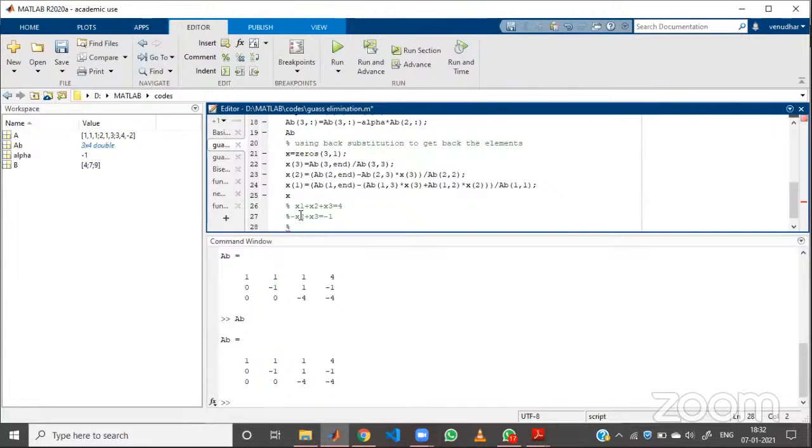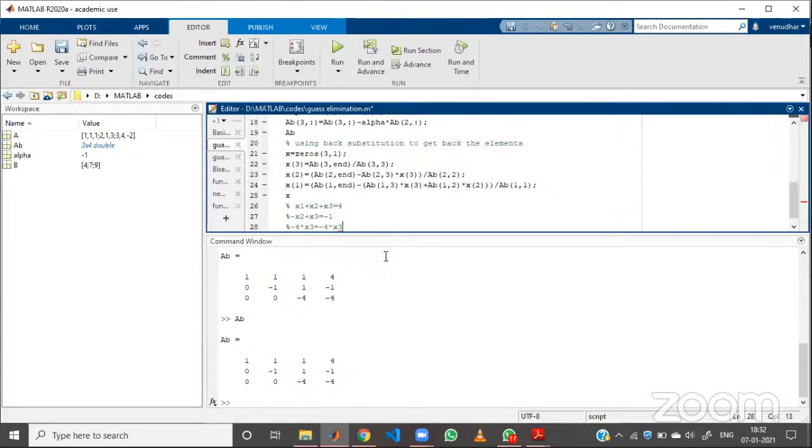What will be the next equation? The next equation will also be free from x1 and x2. That means only x3. What will this be? Minus 4 into x3 equals -4 into x3.